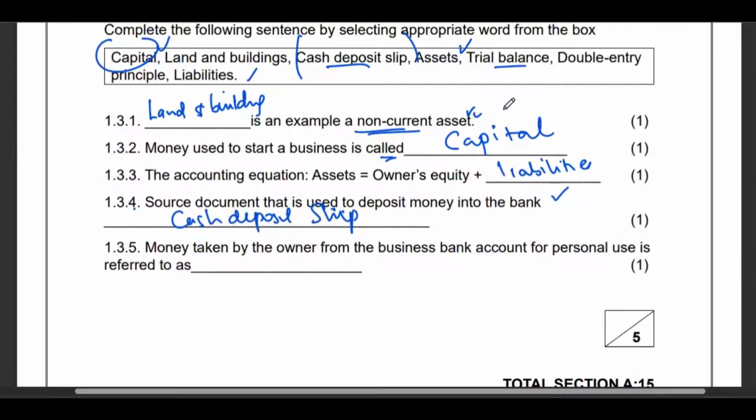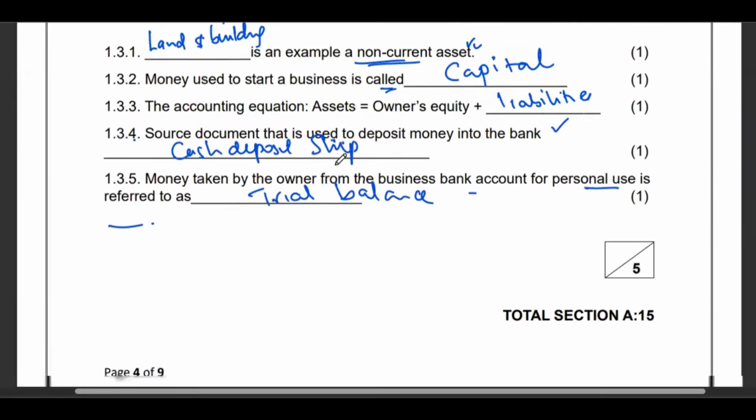And then 1.3.5, money that is taken by the owner from the business bank account for personal use is gonna be known as, it's a trial balance. Okay, so that is how 1.3 was supposed to be answered.